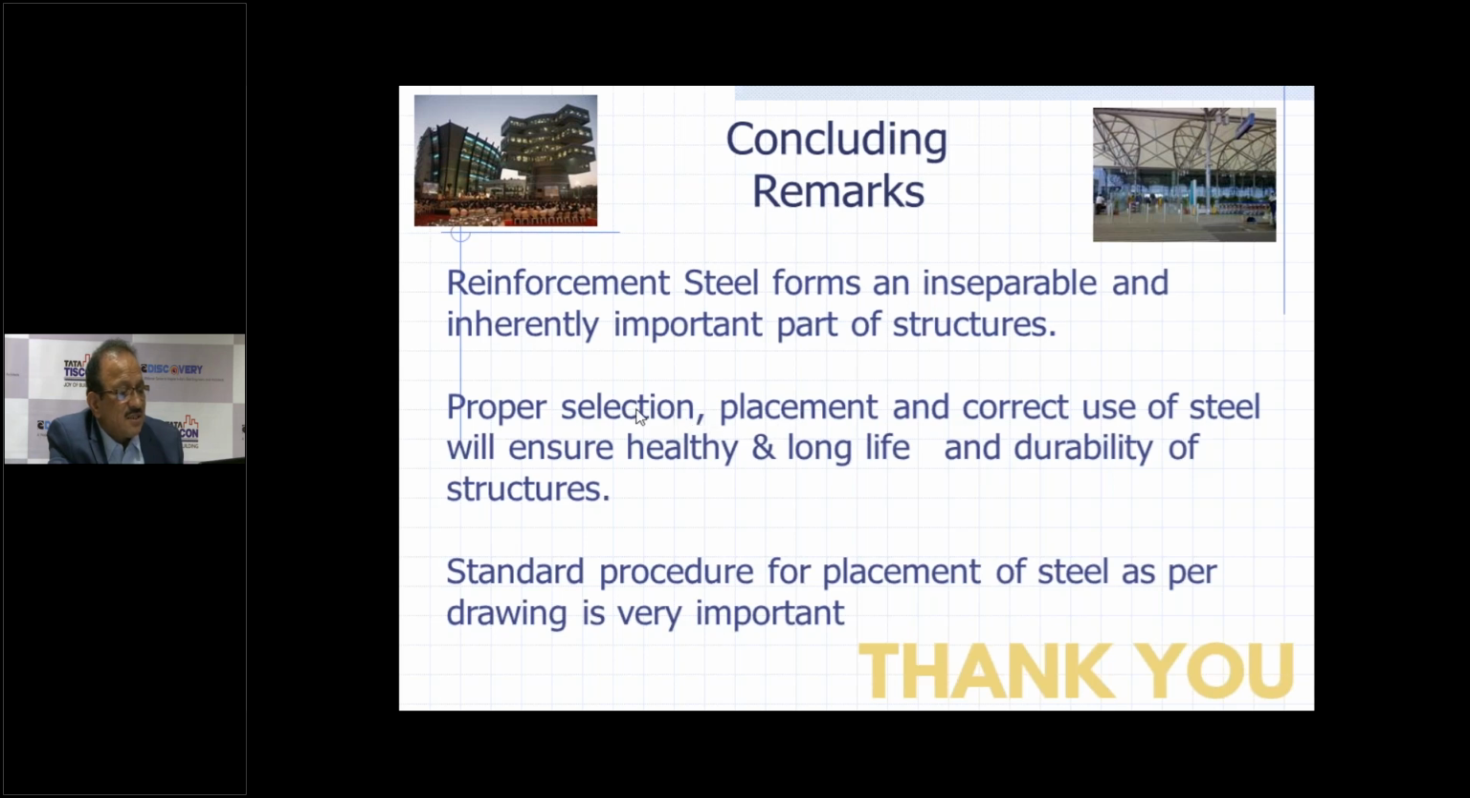Srinivas Rao is asking what is the impact of holidays joint in durability. Oh, I haven't come across this holiday joint anywhere till date, so it is difficult for me to answer that.